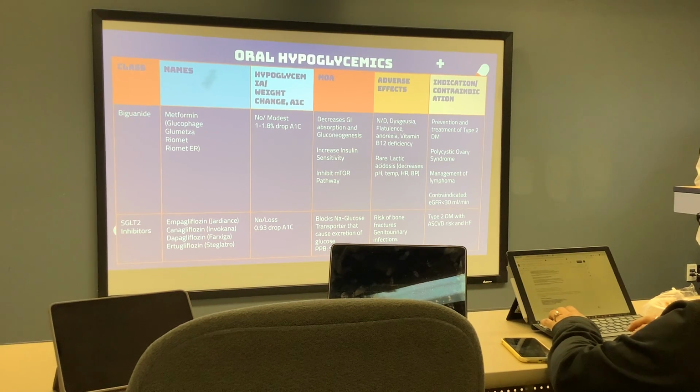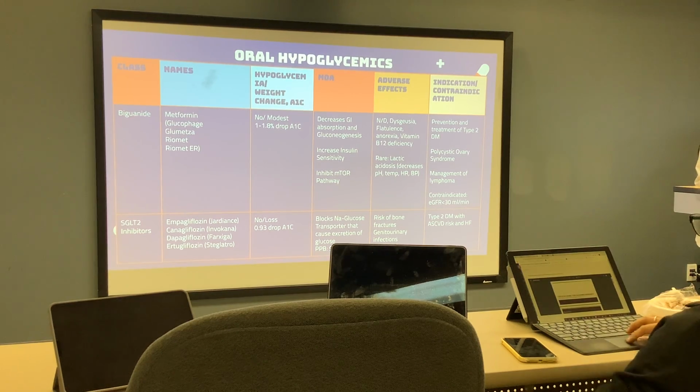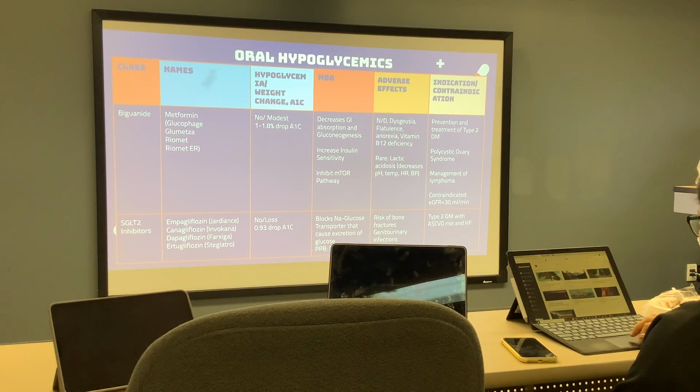Next class is SGLT2 inhibitors. It includes empagliflozin, canagliflozin, dapagliflozin, and ertugliflozin. It does not cause hypoglycemia, but it causes weight loss. So it is beneficial for overweight and obese patients.